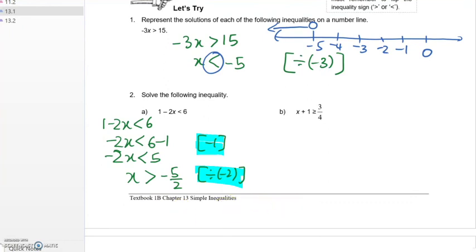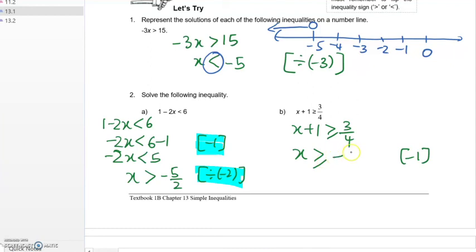Alright, so let's look at part B now. x plus 1 is more than or equal to 3/4. You want to make x the subject, so you're going to subtract 1 on both sides. This one means that you do not need to change the inequality sign. So 3/4 minus 1. If you can't do this mentally, press your calculator. You will end up with x is greater than -1/4 as your final answer.